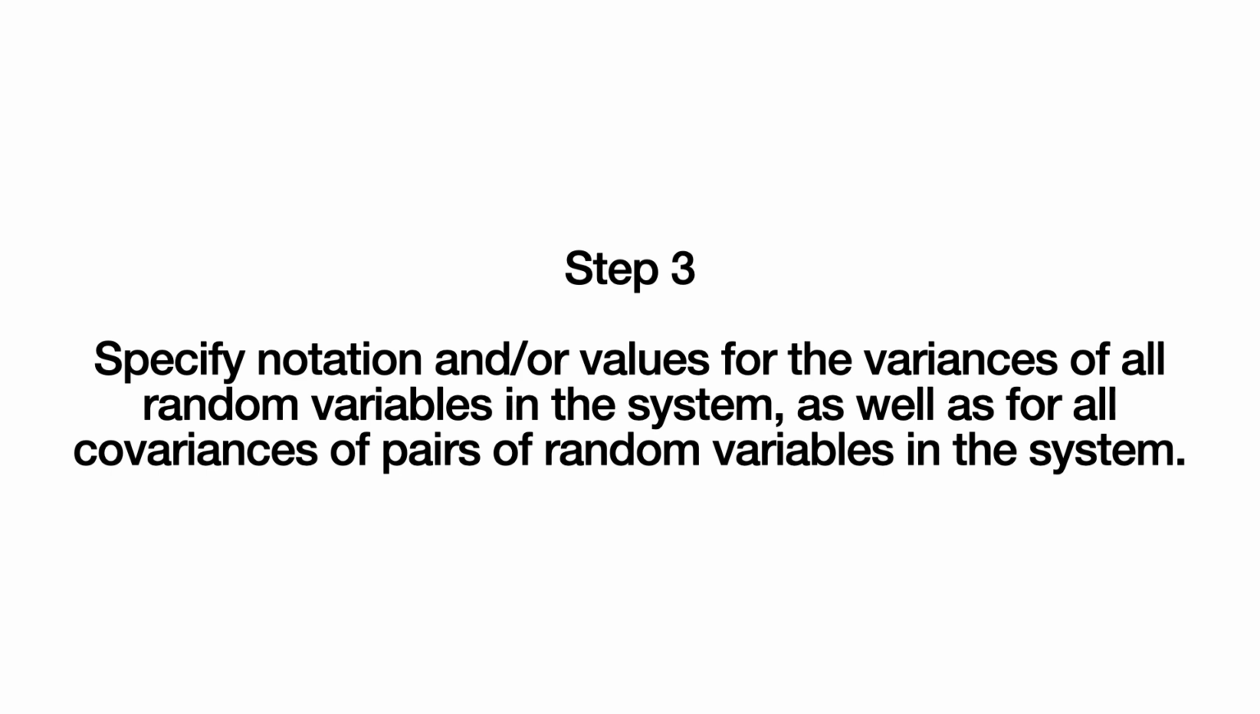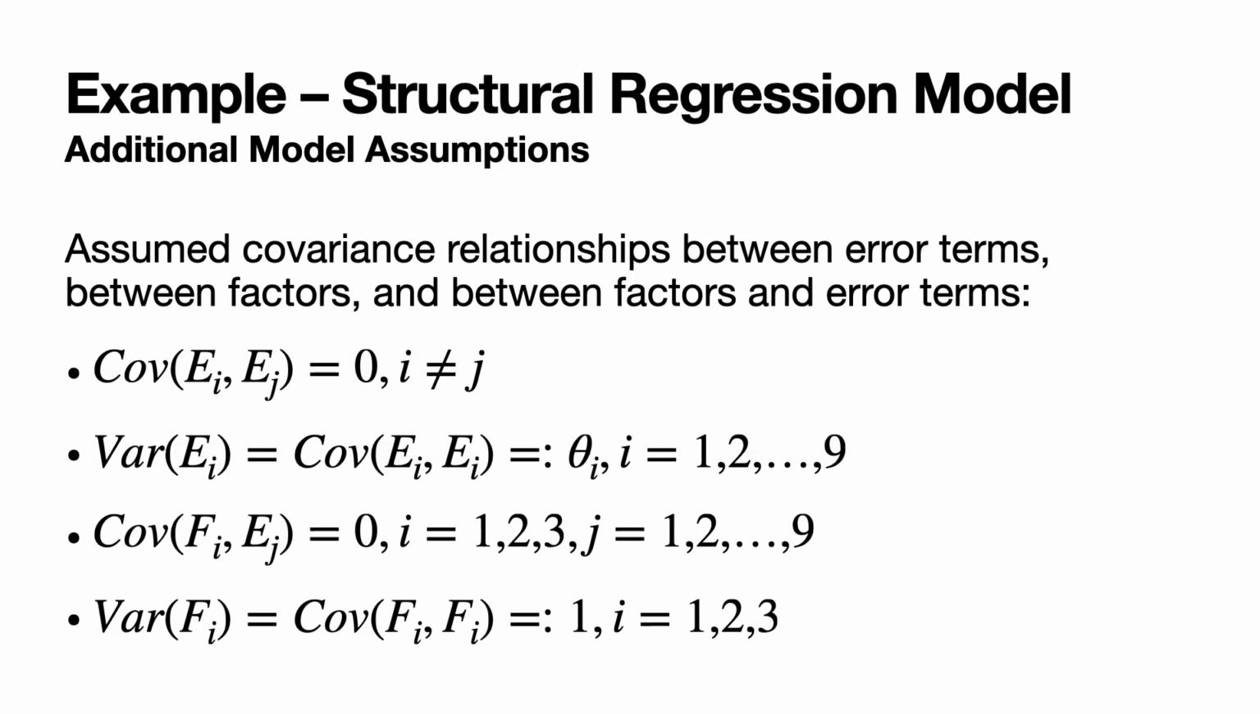Step 3, we specify notation and/or values for the variances of all random variables in the system, as well as for all covariances of pairs of random variables in the system. So here we have the assumed covariance relationships between error terms, between factors, and between factors and error terms. In the first bullet point, you see that we're assuming that the covariance between each pair of error terms is 0. That is a constraint that we're going to impose on this model.